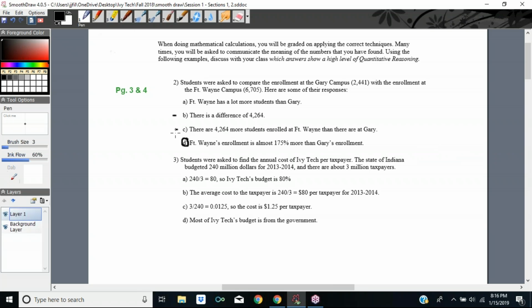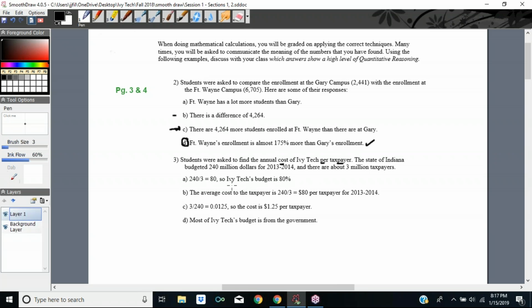But C is correct. But when we think quantitatively, we want to really get to D. All right. So number 3, students were asked to find the annual cost of Ivy Tech per taxpayer. The state of Indiana budgeted $240 million, and there are about 3 million taxpayers. So if we look at these answers and we go along, we're looking for cost per taxpayer. That means dollars per person.